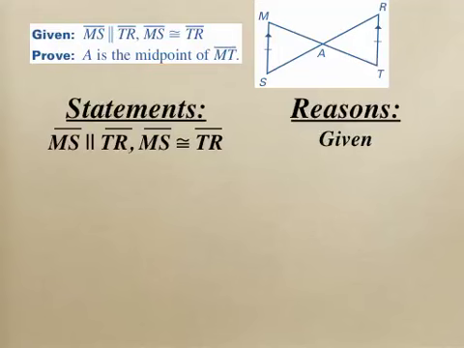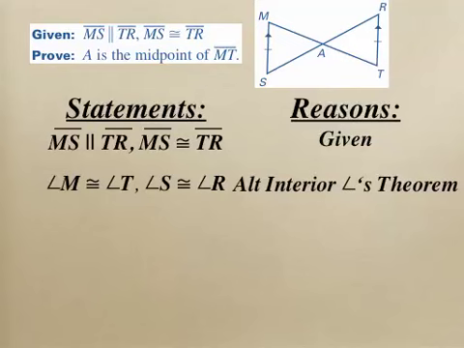I am going to use the fact that angle M is congruent to angle T and the fact that angle S is congruent to angle R, and both of those are because of the alternate interior angles theorem. We are given that we have parallel lines cut by a transversal, and so alternate interior angles are congruent. You could have also used the fact that angle MAS and angle RAT are vertical angles, and that would have just added another step to your proof. Both of those would be valid ways to say that triangle MAS is congruent to triangle TAR.